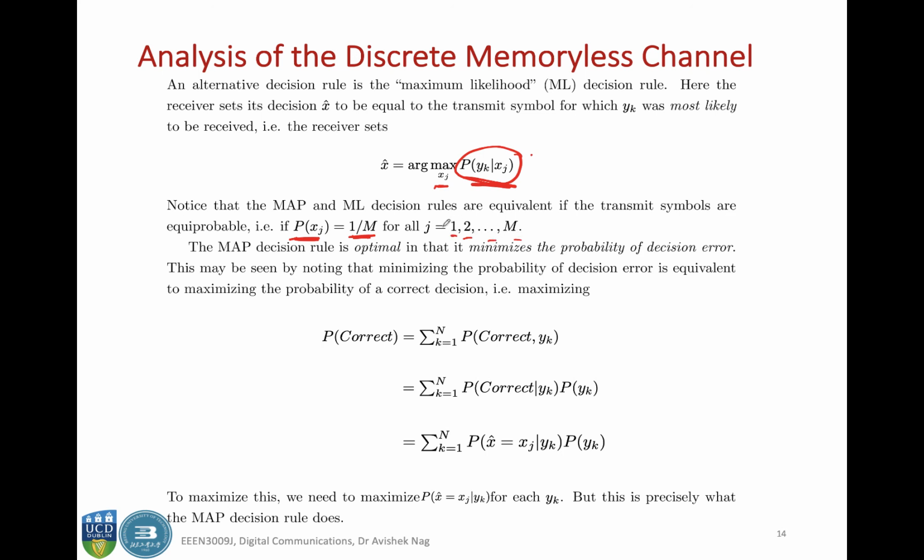So if you try to calculate the probability of error, you will see that the MAP decision rule is actually minimizing the probability of error. Okay, so we will show this in another video, which will explain it in more detail with a specific example.